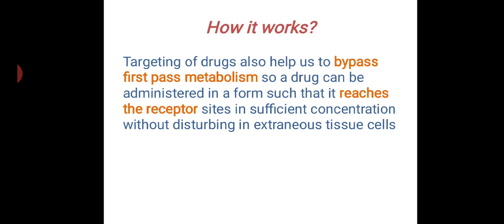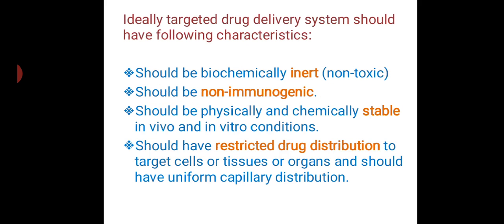First pass metabolism is a basic mechanism for each and every drug molecule. It depends upon the specification of the drug as well as the type of enzymes present in the liver. So some drugs may be extensively metabolized, and some will be very less metabolized. So the first main advantage this targeted drug delivery system offers is that it can bypass the first pass metabolism.